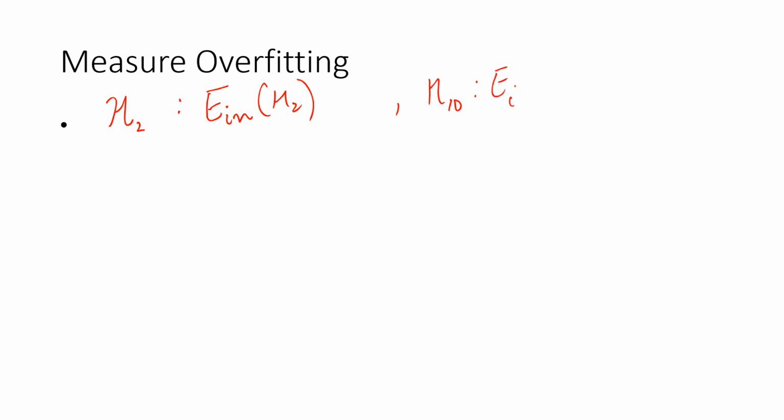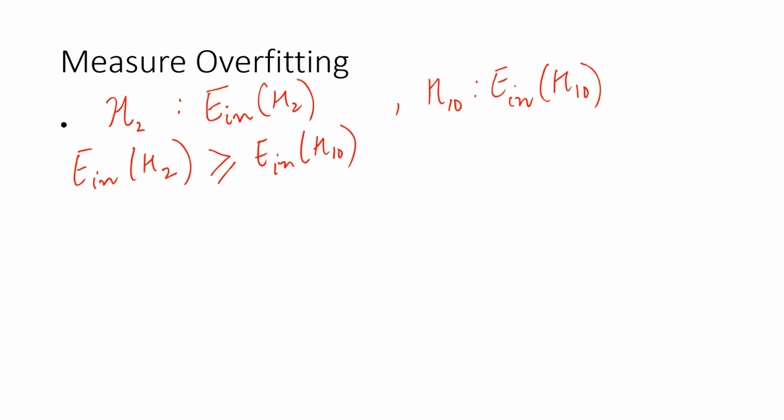We can denote the in-sample error for that using this expression. Now it's always the case that E_in of H2 is going to be greater than or equal to E_in of H10. We can tell that just by looking at some of the examples that we looked at, but also the intuition tells us that if we are overfitting the data, the more complex learner is going to capture every aspect of the data essentially. So that's why this is always the case.